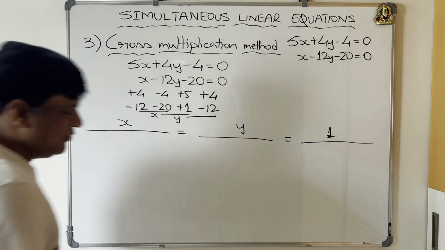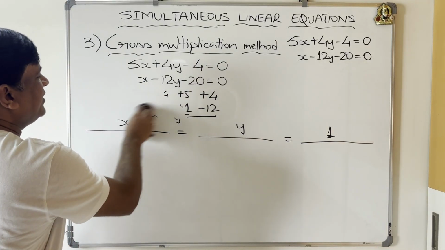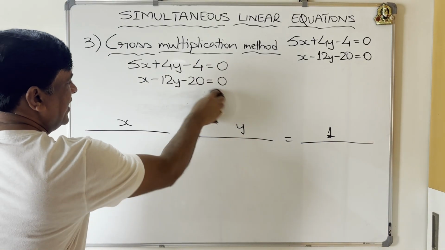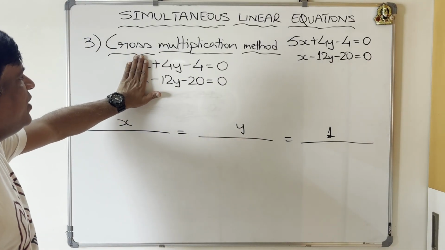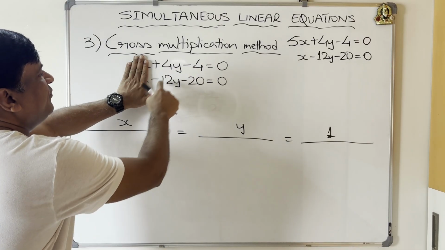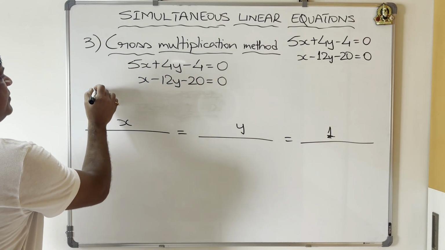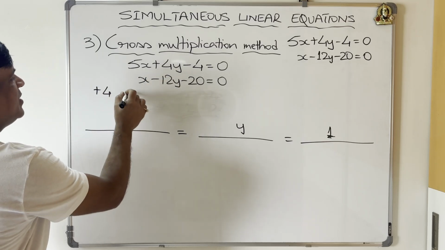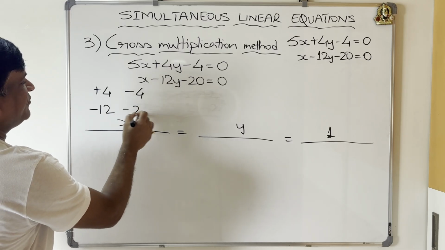Okay, so now what I'm going to do is put it in a nicer format so that it becomes much easier to understand. So what did I tell you? When I want to calculate it for x, I need the coefficients of these four values. I'll put it over here. It's plus 4, minus 4, minus 12 and minus 20.